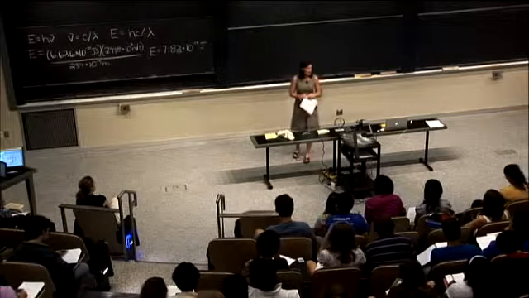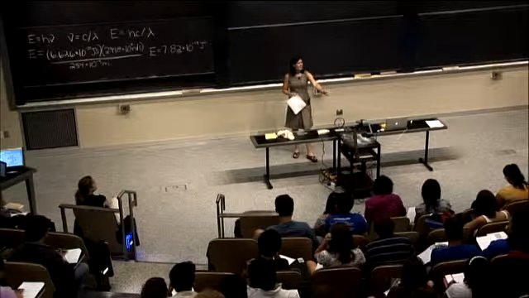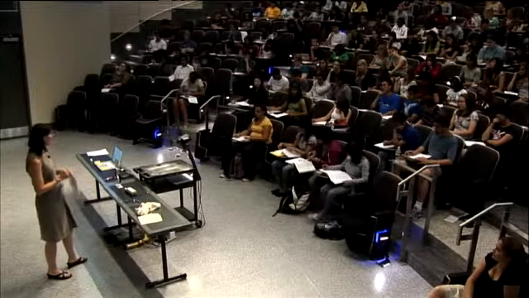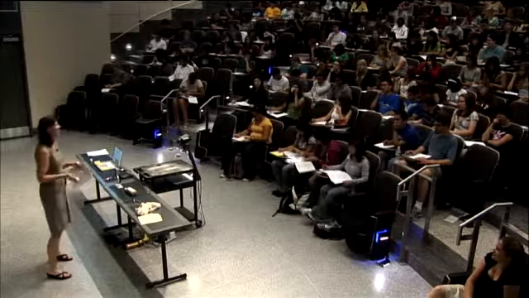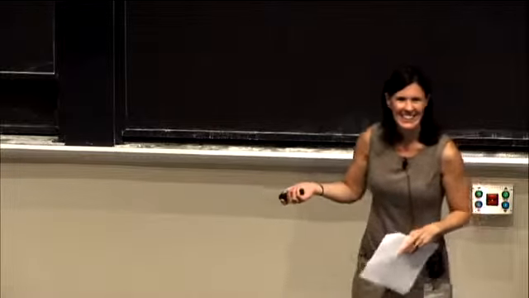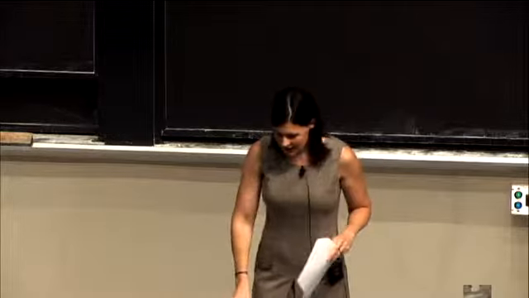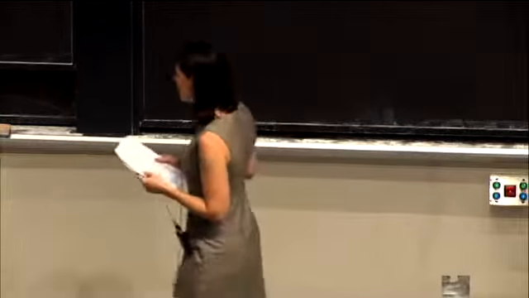Do we expect that when we shine our UV light on the zinc, we'll be able to eject electrons? What do you think? Yes? Good, okay. Anyone disagree? No, okay, and that's correct, because each photon of light actually has more energy than is needed to eject an electron, so we would expect to see electrons ejected with the UV laser, or with the UV light source.